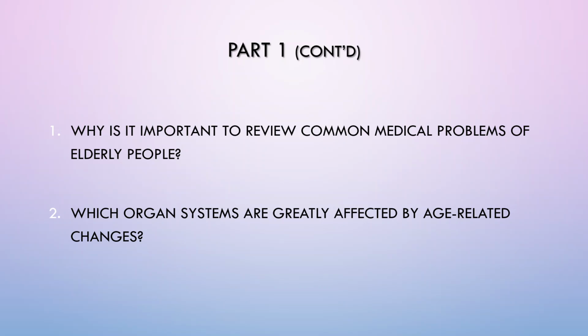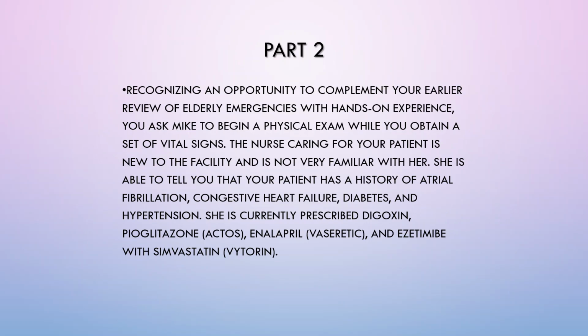So, which organ systems are the most affected by age-related changes? To be fair, all of them are affected by age-related changes, but the ones particularly relevant to your elderly population are your respiratory, your cardiovascular, your nervous system, and your musculoskeletal.